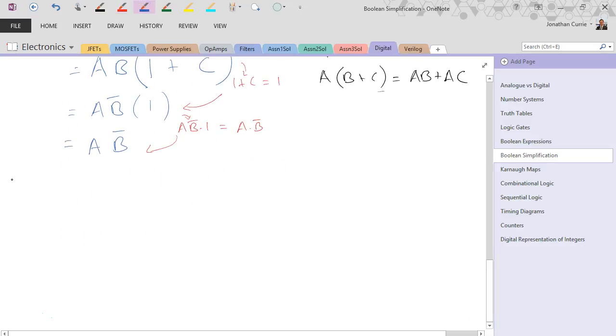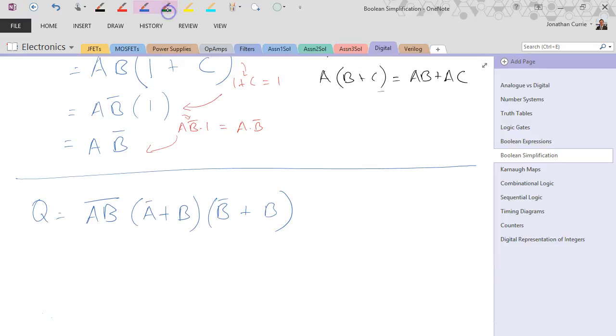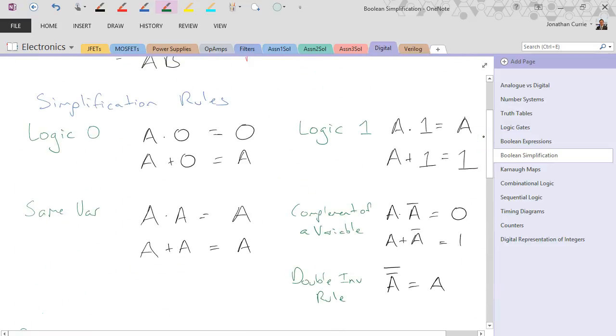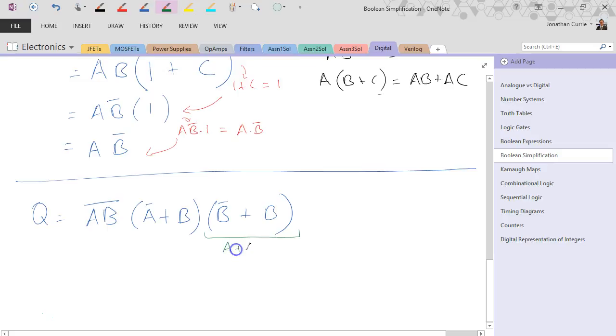Right, let's have another one that's slightly more complicated. Q equals A, B, not (A plus B), not B plus B. When I look at this one, a couple of things I realize immediately. This bracket here looks interesting, not B or B. We've already seen that complement of a variable, A or not A is equal to 1. So we know straight away, applying that rule, it's going to be equal to 1.